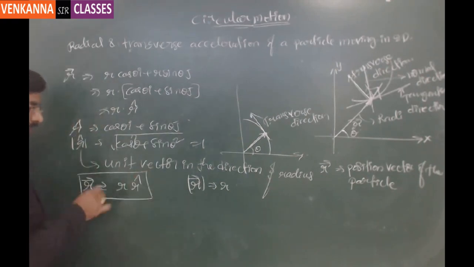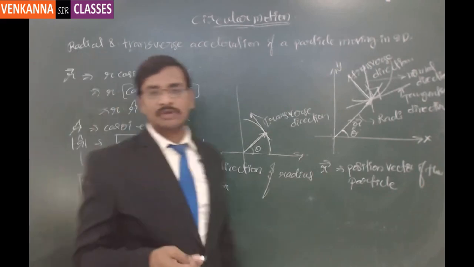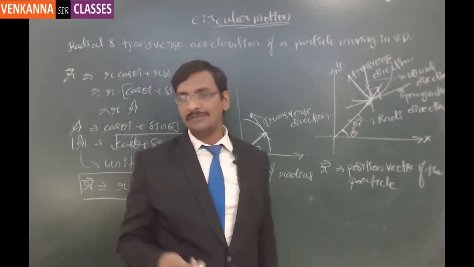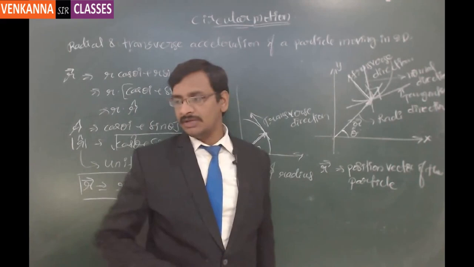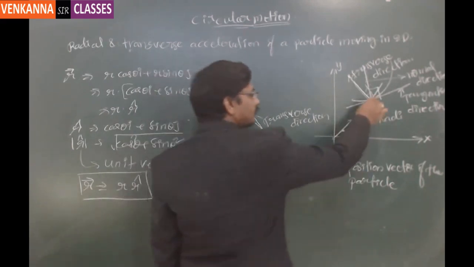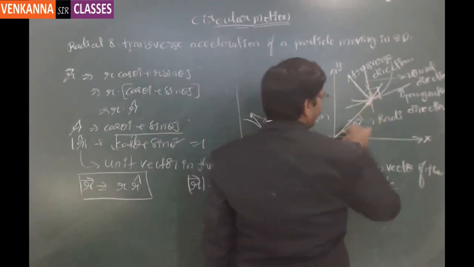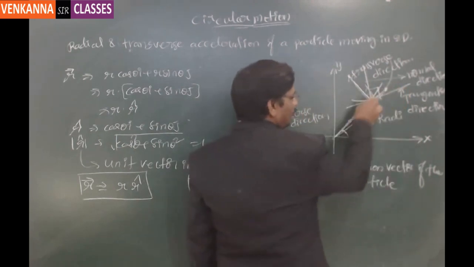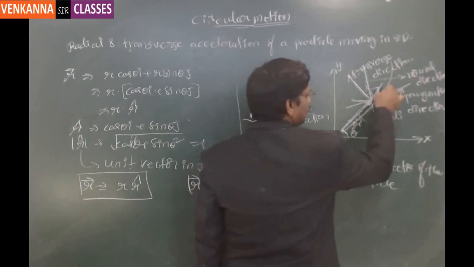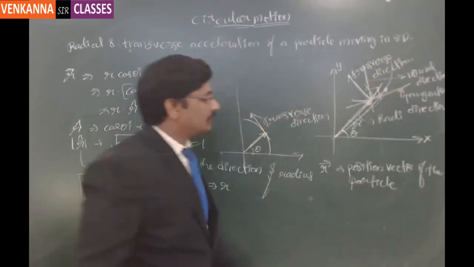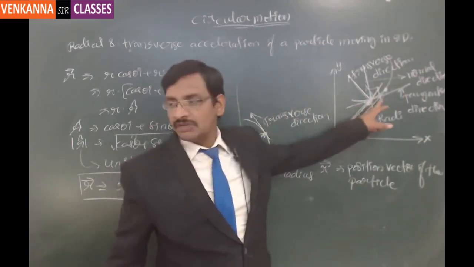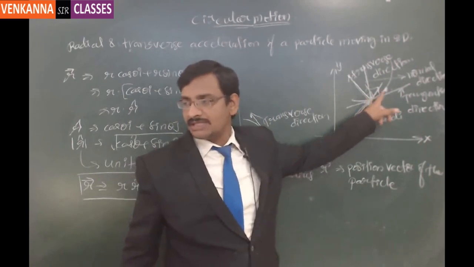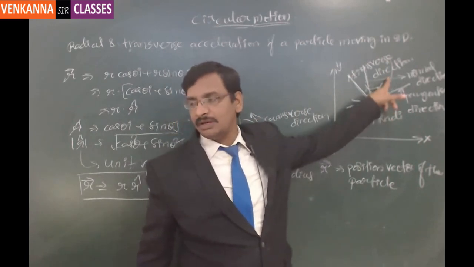Now the rate of change of the position vector will represent the velocity of the particle. At one point this is the position, and at another point, if I draw one more position vector, let us say this is another position vector, then from this position vector to this one it got changed. That means the rate of change of the position vector is nothing but the velocity of the particle when it is traveling in this particular direction.